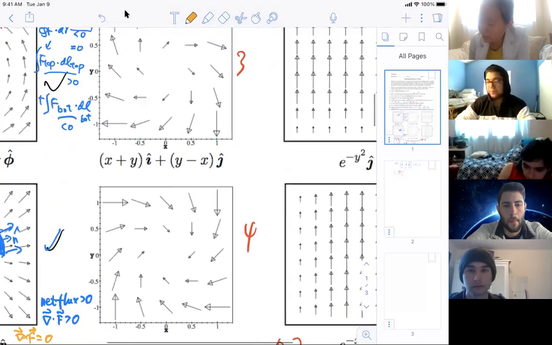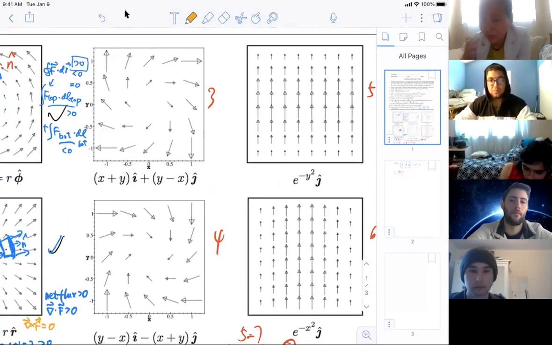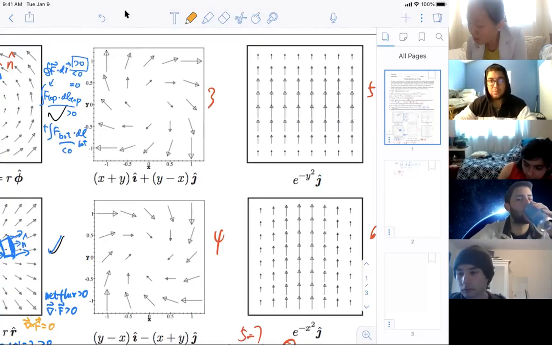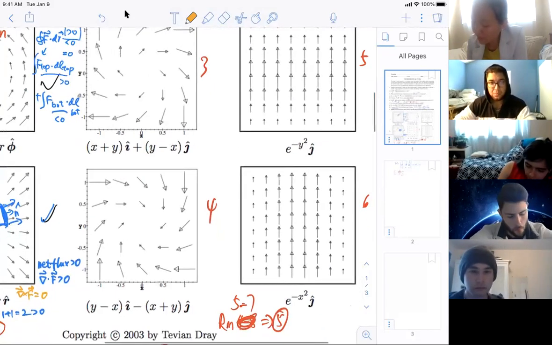So let's look at another one. We will try to pick one from 3 and 4, and do another from 5 and 6. So how about we do number 4? Would anybody like to share what they think about number 4 with the rest of us?